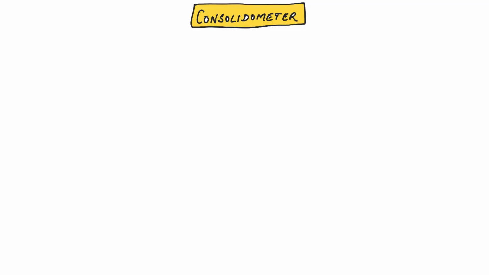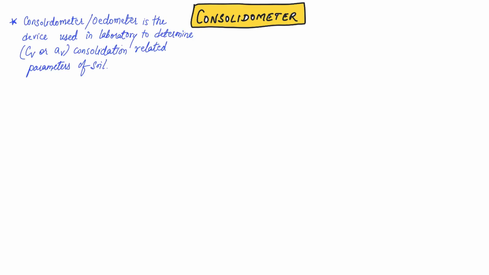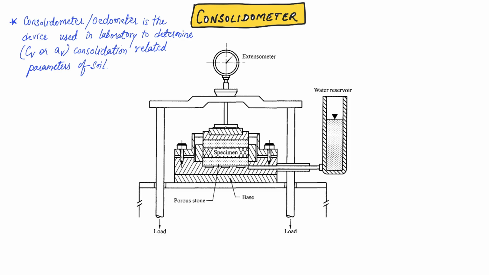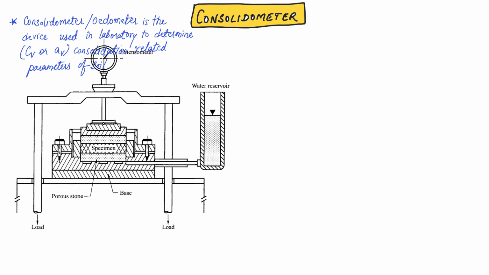Hello everyone. Welcome to this lecture in which we are going to study about the Consolidometer. That is actually the device that is used for the laboratory consolidation test for the soil to determine the values of AV or CV, that are the important parameters related to the consolidation of soil. To determine these parameters in the laboratory, we use a device that is known as consolidometer or oedometer.